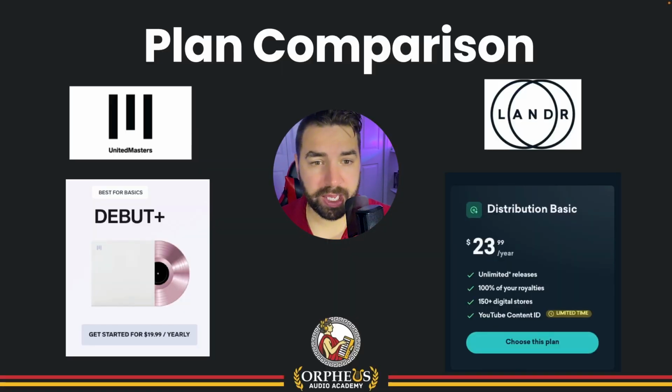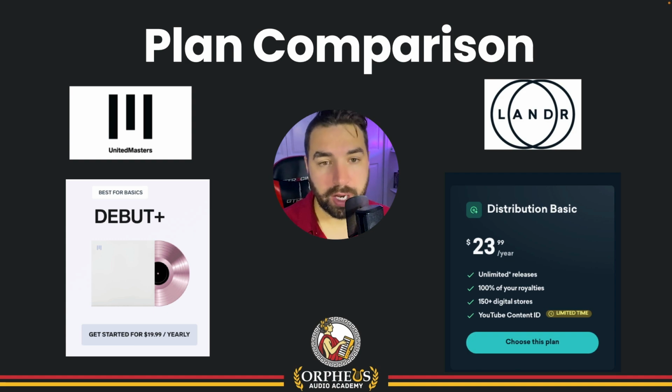I'm looking at the cheapest plans for each of these distributors. You might find the middle tiers are better for you, but when I was looking at these, I found that the perks you get for upgrading with UnitedMasters didn't really seem to be all that great. Maybe just a few extra promotional things. We don't really get a whole lot extra. So I thought it was only fair to compare the cheapest plan of UnitedMasters with the cheapest plan of LANDR.